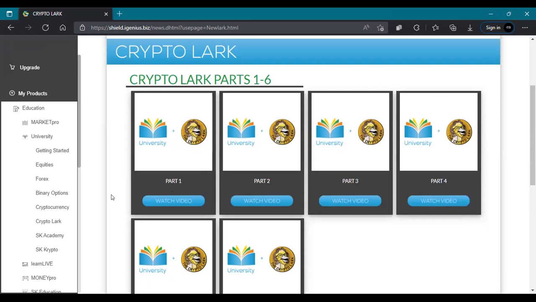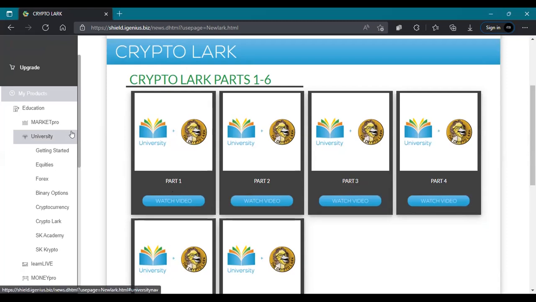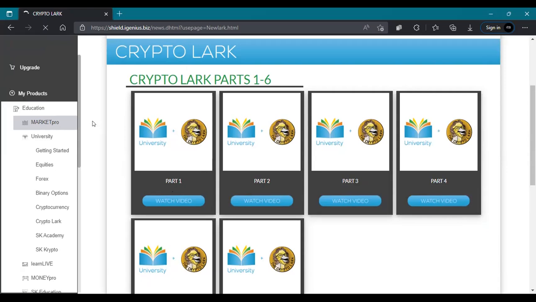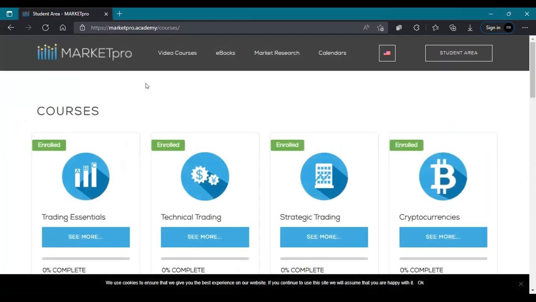When you want to go deeper into the whole learning system, you actually come to Market Pro. The first time you come to Market Pro, it's going to ask you for your iGENIUS password. Once you enter your iGENIUS password, it takes you to somewhere like this. You have your student area. Once you log into Market Pro, you have different courses you can enroll yourself in and start learning. So you have video courses, you have ebooks.